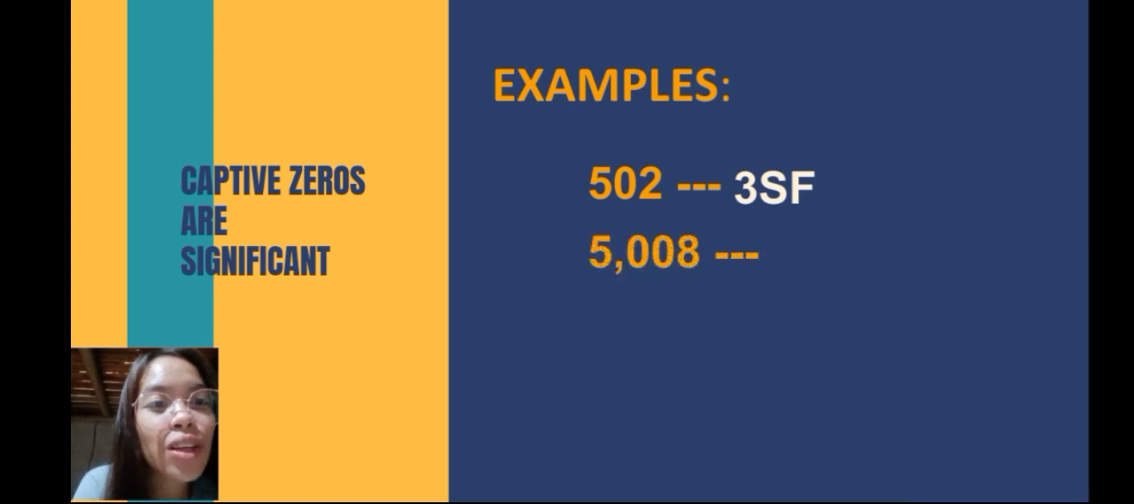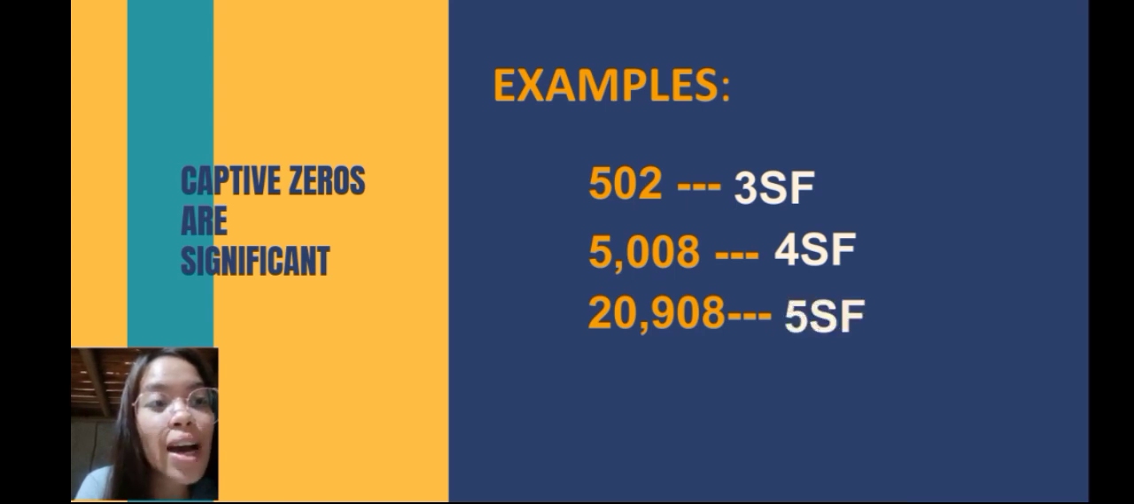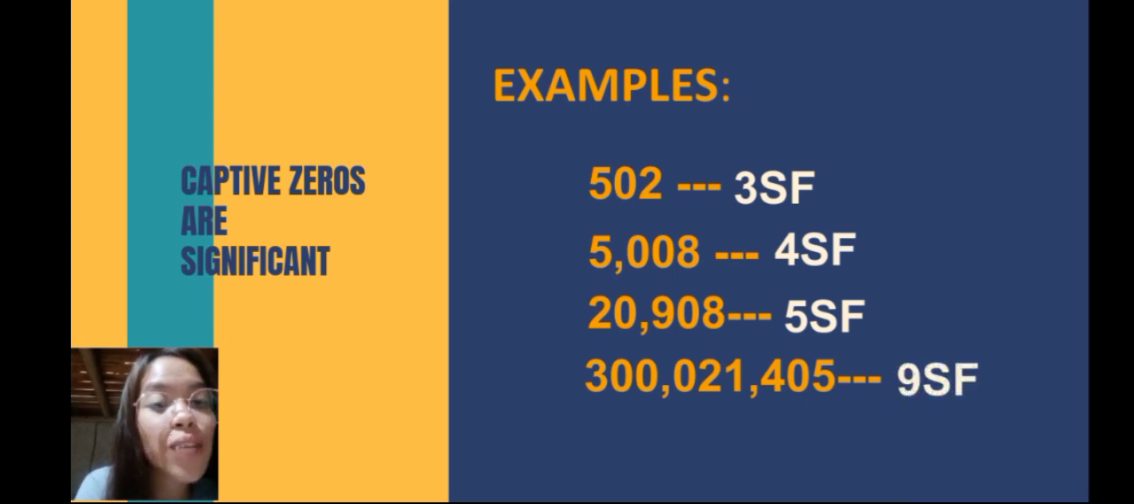Okay, so another, 5008. As we can see, the 2 zeros here are in between, therefore we have 4 significant figures. Another one. The same, the zeros are in between significant digits, therefore we have 5 significant figures. And lastly, again, the zeros are in between, therefore we have 9 significant figures. So it's that easy to count significant figures in this rule. Just remember these rules so that you might not get it wrong in counting significant figures.